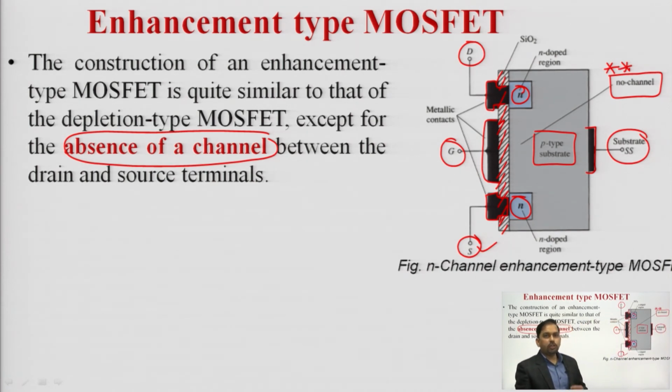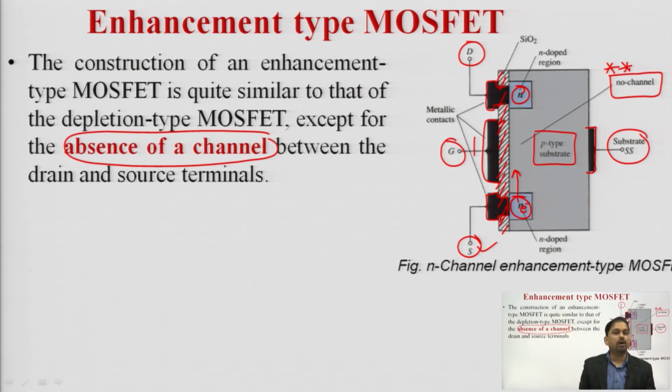So if there is no channel, and if we want to flow current between the drain and source terminals, and we apply some VGS or some VDS, does the current flow? No, the current will not flow, because no electron from this region will jump across this area and reach the drain side. As a result, the current will not flow until there is a channel present.